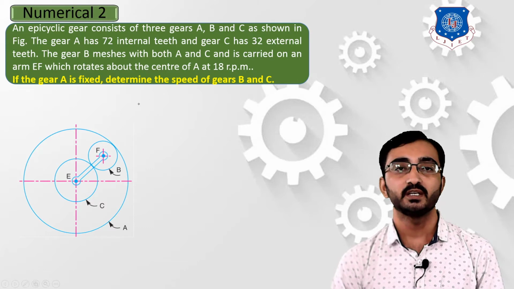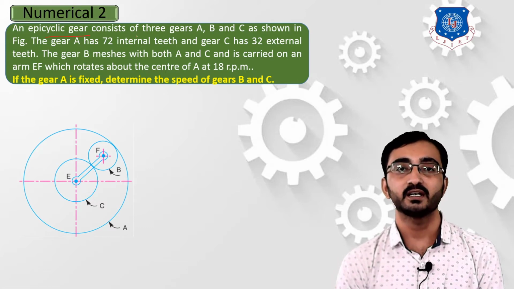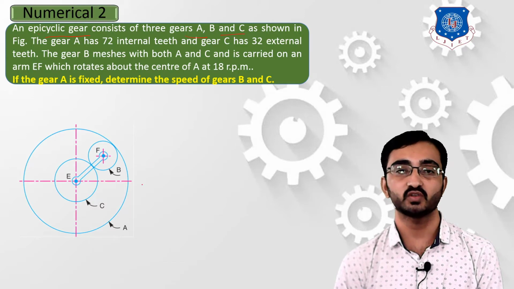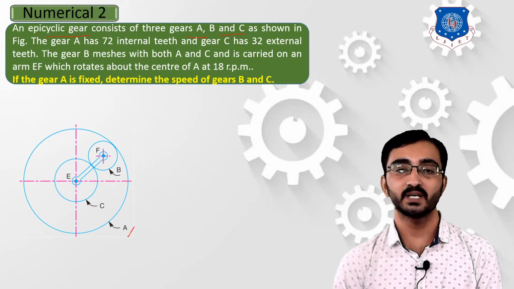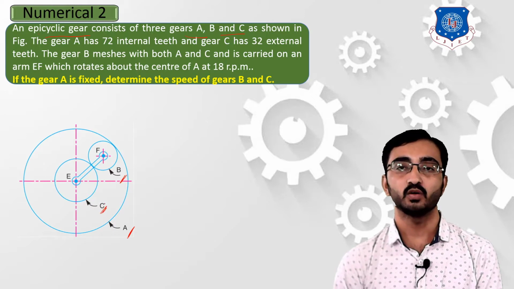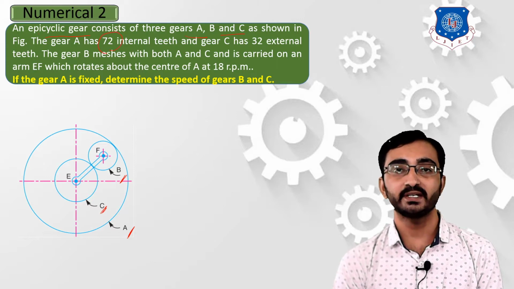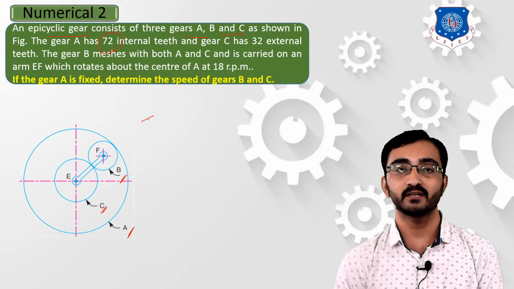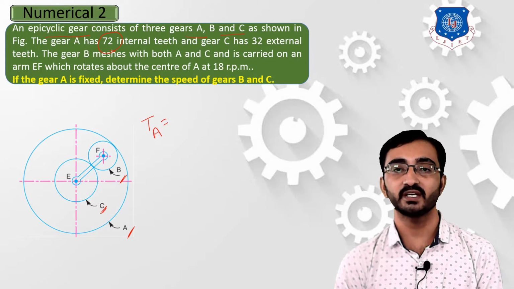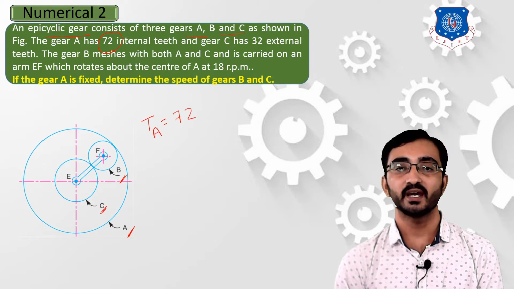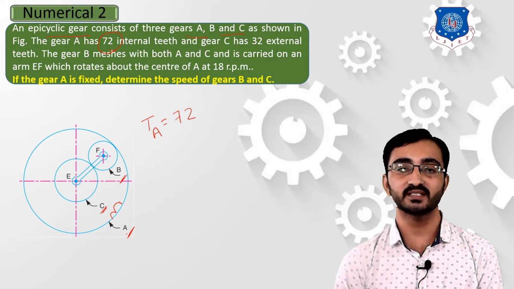Now in this assembly, the epicyclic gear consists of three gears, that is gear A, B and C, as shown in the figure. In this diagram you can see that it is made up of mainly three gears: gear A, gear B and gear C. Gear A has 72 internal teeth. So the first data given is that the number of teeth of gear A is equal to 72, and in this diagram gear A is a ring gear, so it has internal gear teeth.